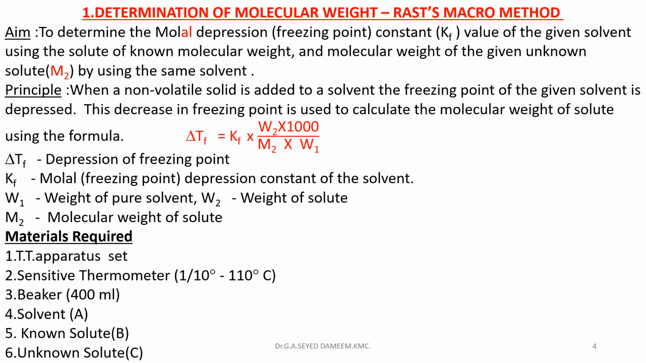Now the materials required for the experiment: TT apparatus, sensitive thermometer, beaker, solvent A, the known solute B, and the unknown solute C. Before starting the experiment, students check the materials required for the experiment.